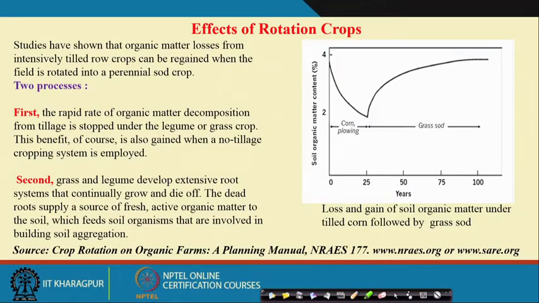For this research report, I can see research information. Studies have shown that organic matter losses from intensively tilled row crops can be regained when the field is rotated with a perennial legume or short crops.